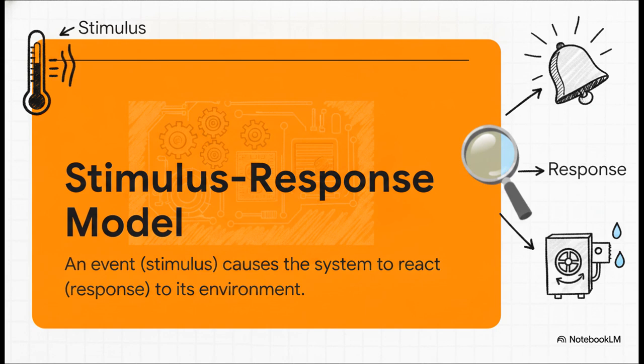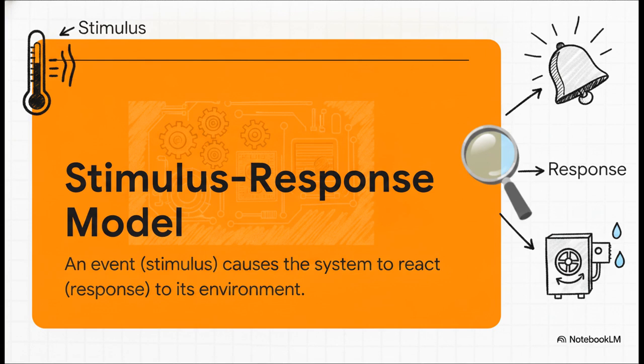Given that embedded systems have to react to these wild, unpredictable environments, how do we actually architect them? Well, we use the stimulus response model. This is a design approach based entirely on cause and effect. An event in the environment, a stimulus, causes the software to react. The system processes this and sends a signal or message, a response, right back into the environment.